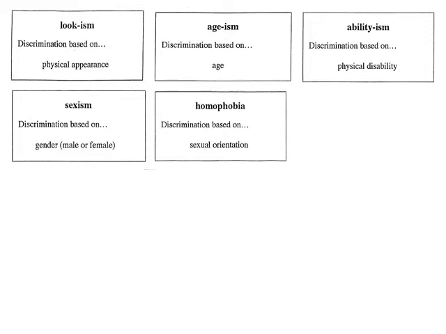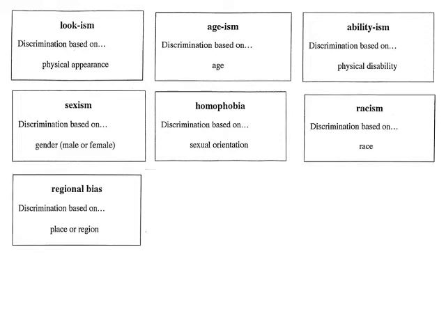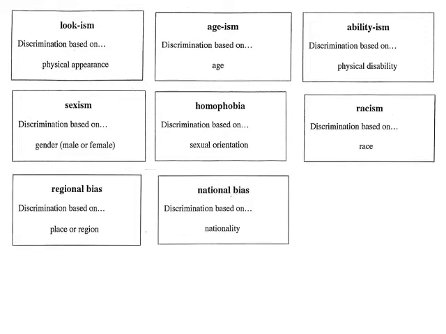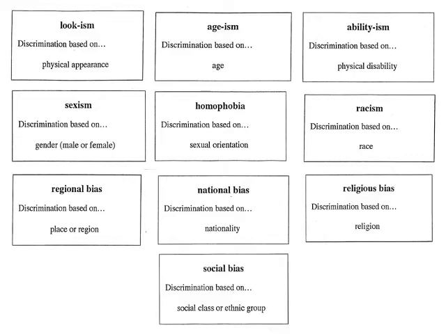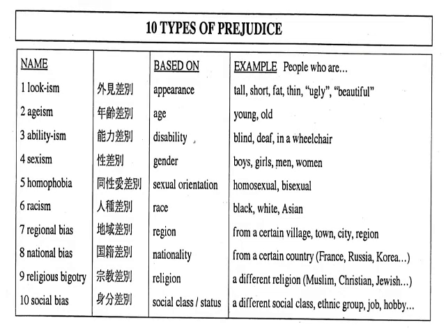Then I often have cards students turn over one by one to reveal my 10 answers. These include lookism, ageism, abilityism, sexism, homophobia, racism, regional bias, national bias, religious bias, and social bias. So students are turning over cards, each one of these, maybe discussing them, giving examples. You get a second handout.